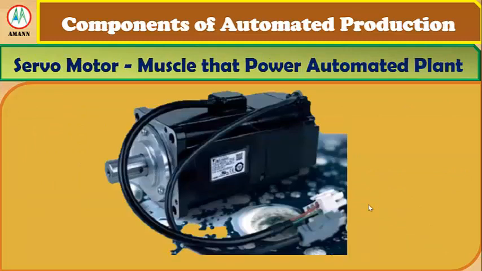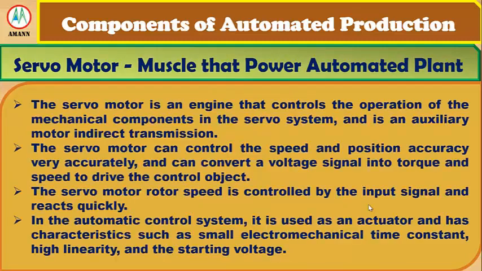Then we have servo motor, known as a muscle that power automated plant. Servo motor is an engine that controls the operation of the mechanical components in the servo system and is an auxiliary motor in direct transmission. The servo motor can control the speed and position accuracy very accurately and can convert a voltage signal into torque and speed to drive the control object.